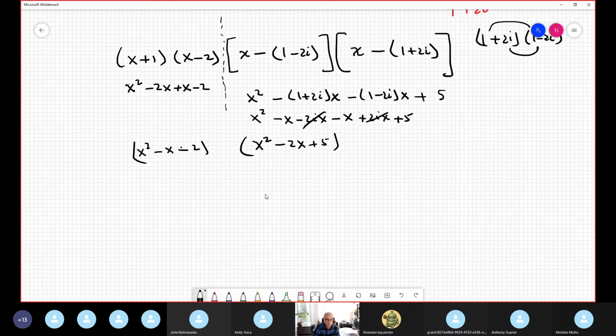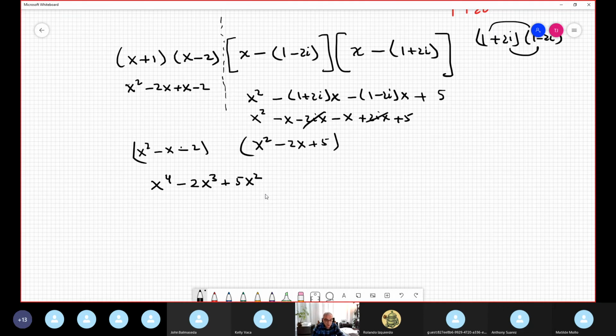This is x to the 4th power. So we have 3 times 3, 9 combinations. X times x, x to the 4th power. This and this is minus 2x to the 3rd power. I multiply the first times everything in the second one. Plus 5x squared. I did the first.